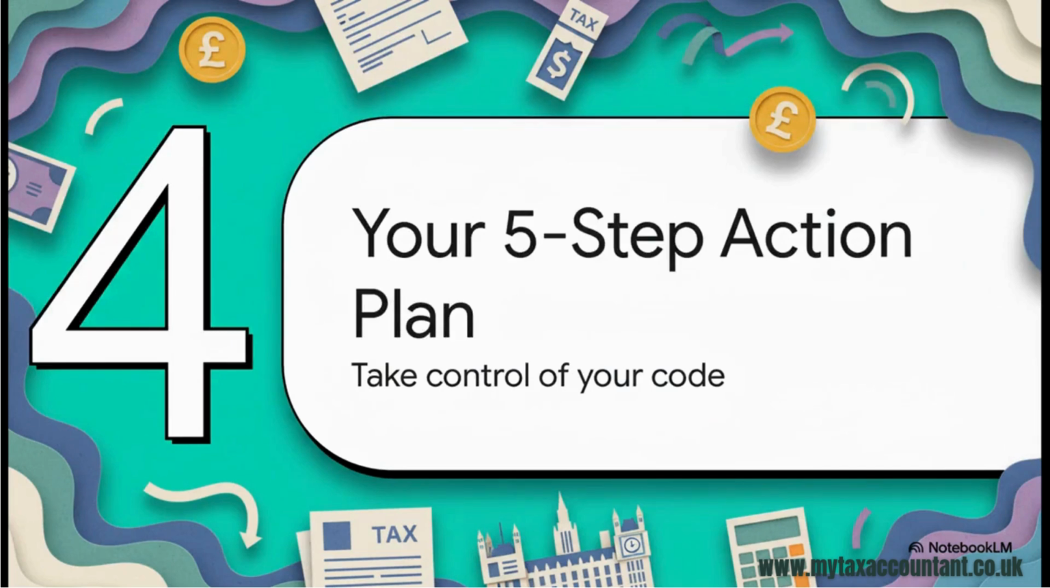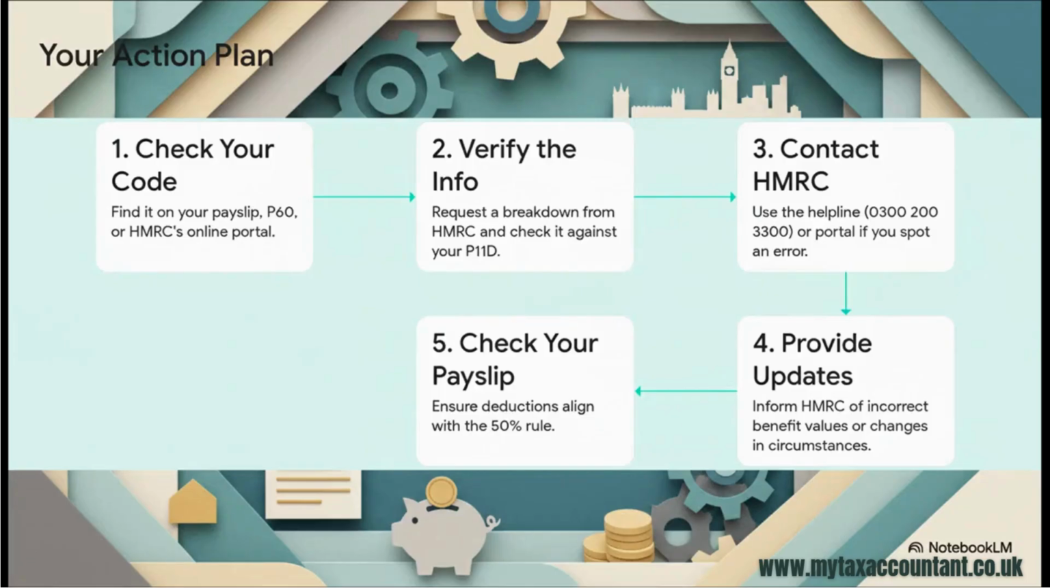Okay, now that you know the what and the why, it's time to stop worrying and start doing. Let's walk through your 5-step action plan. This is how you take control and make sure that K code is 100% correct. Right, let's do this. Step 1. Find your code. It's on your payslip, your P60 at the end of the tax year, or you can log into your personal tax account on the gov.uk website.